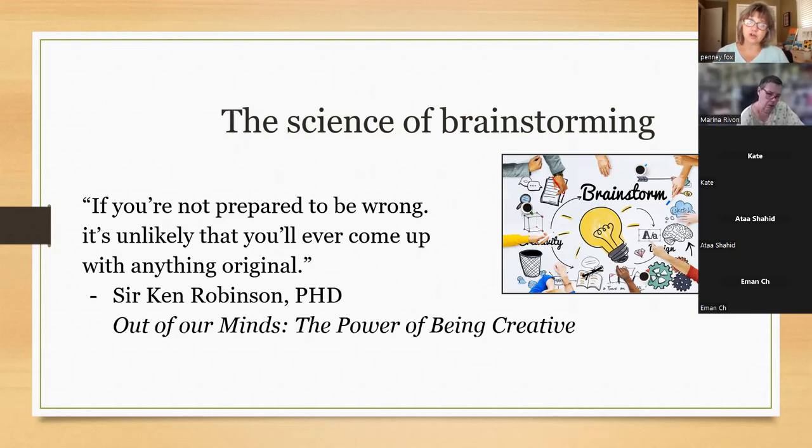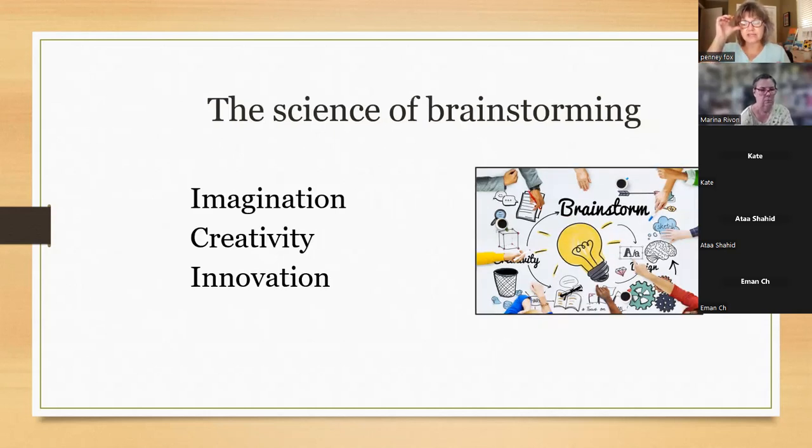And Sir Ken said, if you're not prepared to be wrong, it's unlikely that you'll ever come up with anything original. And that is going to be the basis of what we're talking about here with regards to brainstorming. When I'm talking about brainstorming, I'm talking about all types of your content, everything that's involved. Quite honestly, this process can even spill over into other things going on in your business. And the science of brainstorming consists of three things: imagination, creativity, and innovation.